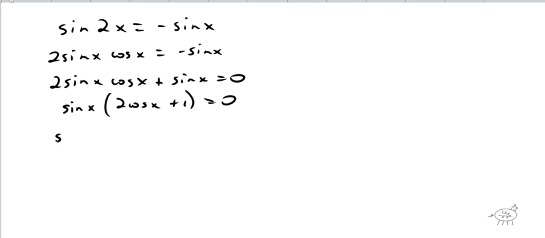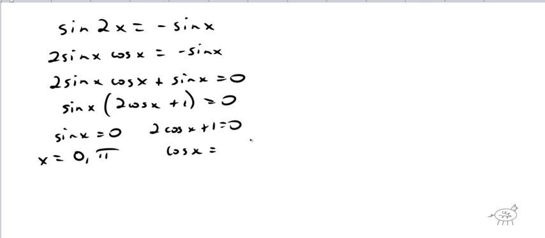Pretty sweet. So I get sine of x equals 0, and 2 cosine of x plus 1 equals 0. So this one I can solve easily. Sine, let's do it in radians. So sine of what is 0? It's going to be 0 and pi. And this one is going to be cosine of x equals negative 1/2.